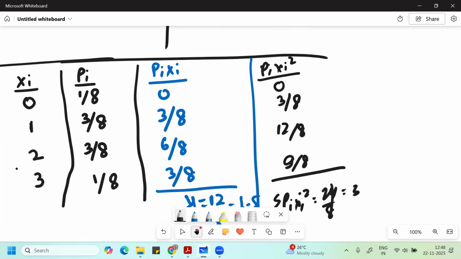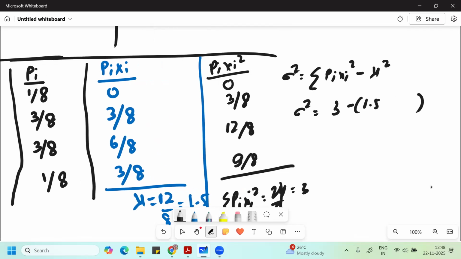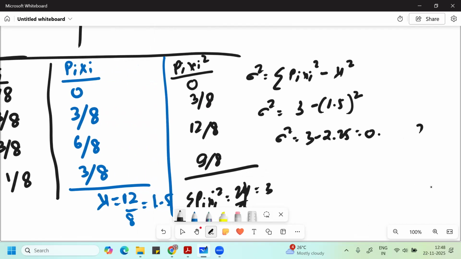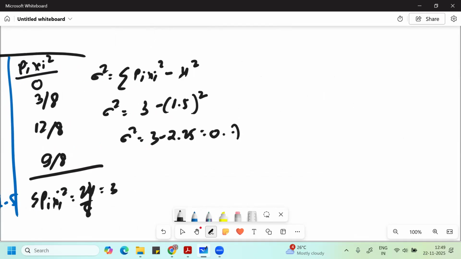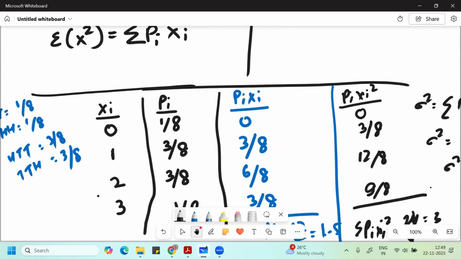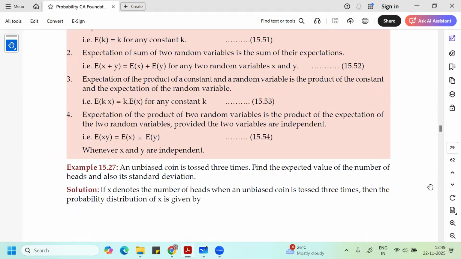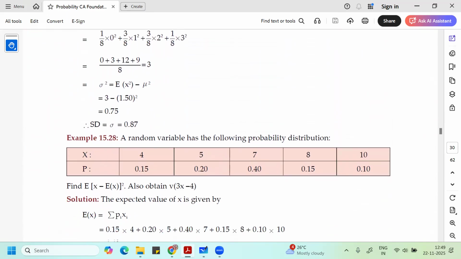Okay, so then what is the variance? Variance would be the sum of pi into xi square minus the mean square. So the variance would be 3 minus 1.5 square, which is 3 minus 2.25. The variance would be 0.75. Mean is 1.5 and the variance is 0.75. And if you want, you can find the coefficient of variation, dividing the standard deviation by the mean.